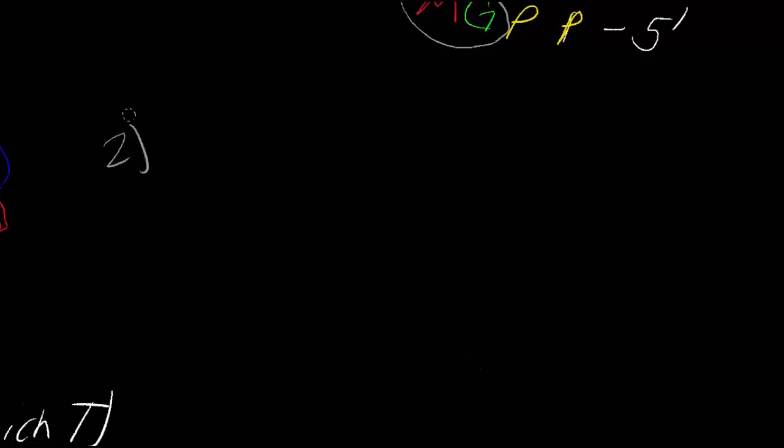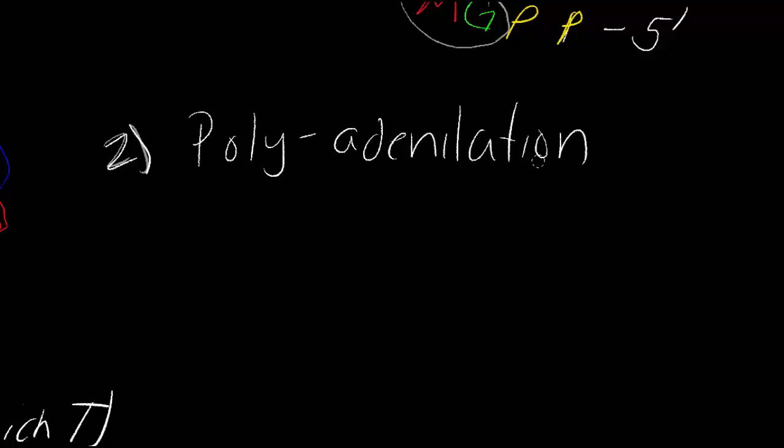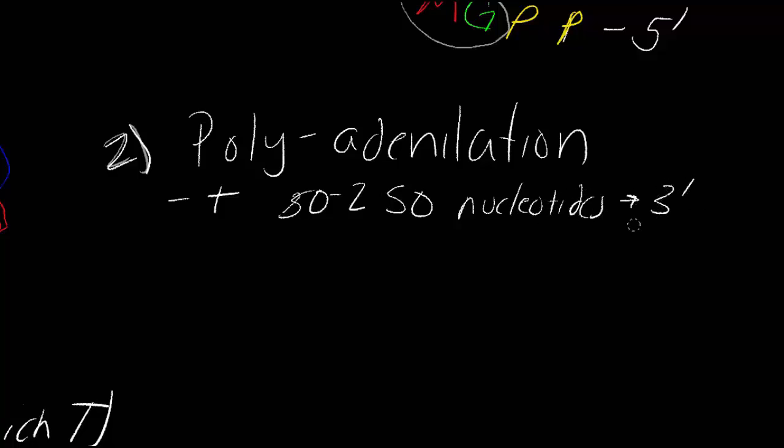And this one is going to be known as polyadenylation. So I'm going to put polyadenylation. And this one is practically going to be an addition of about 50 to 250 nucleotides of adenine to the 3' end. So this is going to be adding, so plus 50 to 250 nucleotides to our 3' end. And this is going to occur after transcription, so we can understand that after transcription.